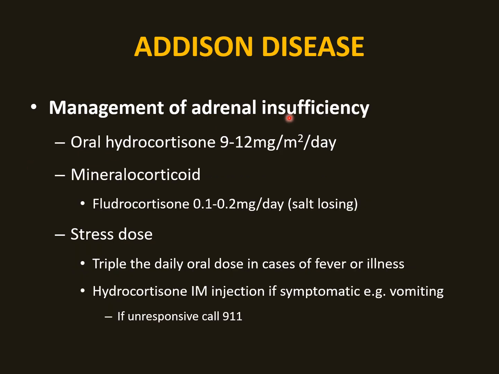Management of adrenal insufficiency is oral hydrocortisone 9 to 12 milligram per meter squared per day, then mineralocorticoids, which is fludrocortisone, 0.1 to 0.2 milligram per day. This is in cases of salt losing. Stress dose: triple the daily oral dose in cases of fever or illness. Hydrocortisone should be available in cases of emergency for the patients for intramuscular injection if symptomatic, like vomiting. If not responsive, they should call 911.